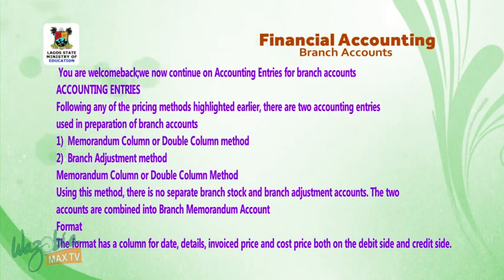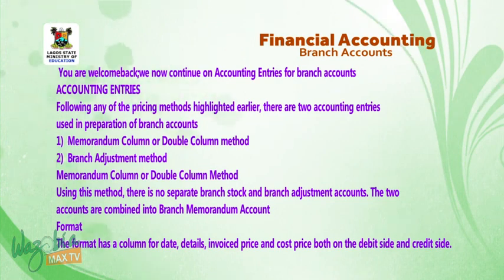Accounting entries. Following any of the pricing methods highlighted earlier, there are two accounting entries used in preparation of branch accounts. 1. Memorandum column or double column method. 2. Branch adjustment method. Memorandum column or double column method. Using this method, there is no separate branch stock and branch adjustment accounts. The two accounts are combined into the branch memorandum account.